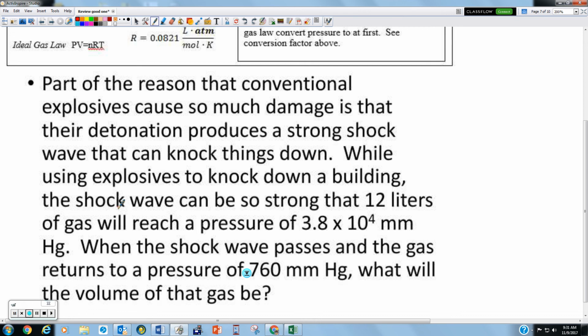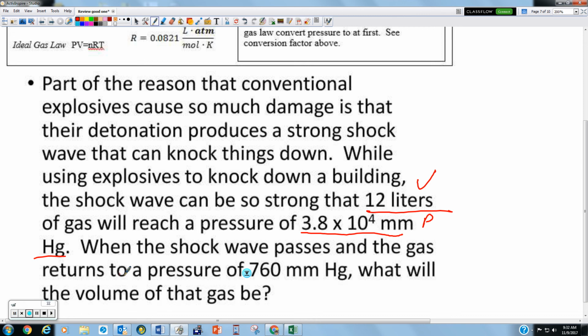All right. So looking at this next one, part of the reason conventional explosions cause so much damage is their detonation produces a strong shock wave that can knock things down. So basically, they produce a lot of pressure. While using explosives to knock down a building, the shock wave can also be so strong that 12 liters of gas will reach a pressure. So this is a volume. Will reach a pressure of 3.8 times 10 to the 4 millimeters of mercury.